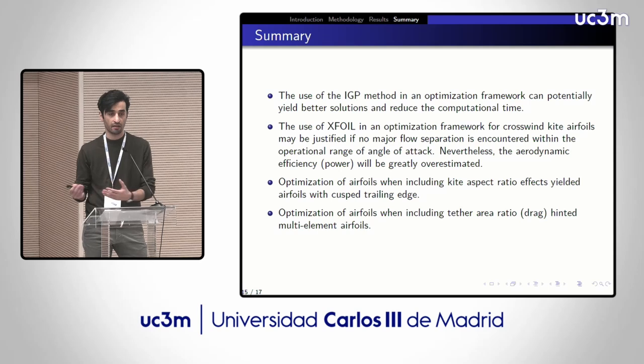As I said, if we consider the effect of aspect ratio, the way that we did it, it seems the optimization pushes for designs with cusp-shaped airfoils, while if we include the effect of tether drag by using area ratio, the design is pushed towards multi-element airfoils, which is again in line with some of the works on multi-element airfoils for crosswind kite power systems. Thank you very much.